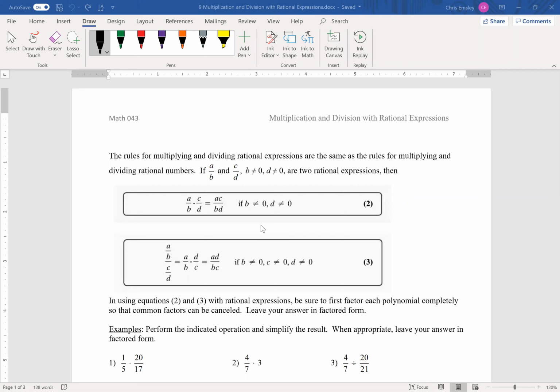Okay, in this video, we're going to take a look at multiplication and division with rational expressions. The thing to remember when we're talking about rational expressions is that we are basically talking about fractions. So we're going to follow the same multiplication and division rules for rational expressions as we do for fractions, and we're just going to review those here first.